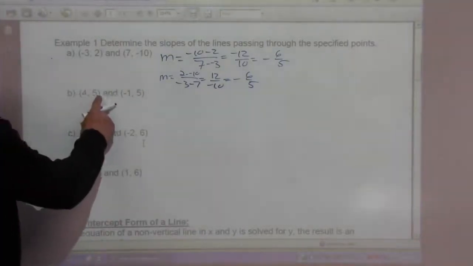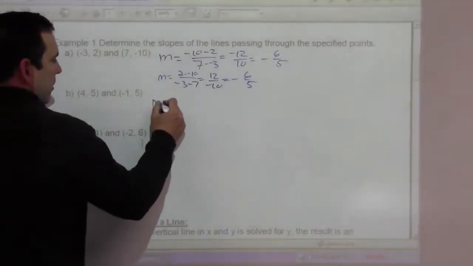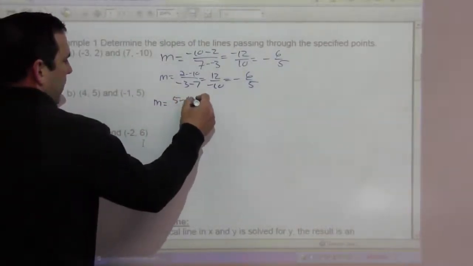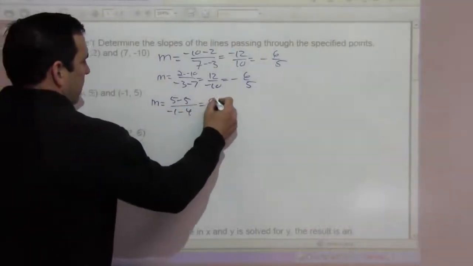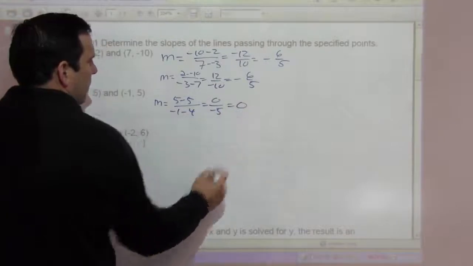How about B? (4, 5) and (negative 1, 5). Our slope is going to be 5 minus 5 over negative 1 minus 4. That's 0 over negative 5, which is 0.